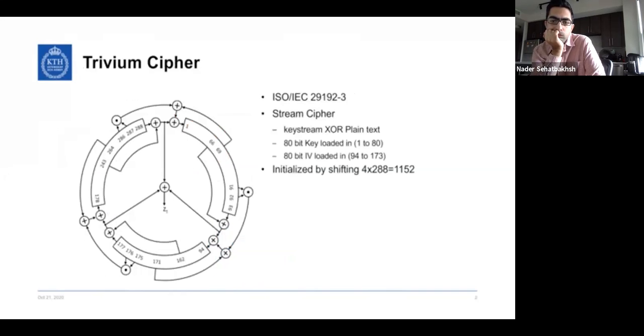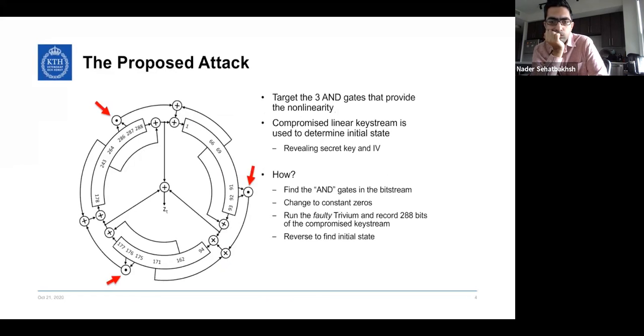The Trivium stream cipher consists of a 288-bit internal shift register with various taps and several clusters of combinational logic to mix the bits in a nonlinear but deterministic fashion. It is loaded with a key and initialization vector and is shifted, or spun, 4 complete rotations before producing a pseudo-random looking key stream that can then be XORed with your plaintext to produce your ciphertext. So what prevents you from simply taking the key stream output and clocking this machine backwards to derive the initial state and thereby the secret key are these 3 AND gates that provide this nonlinearity.